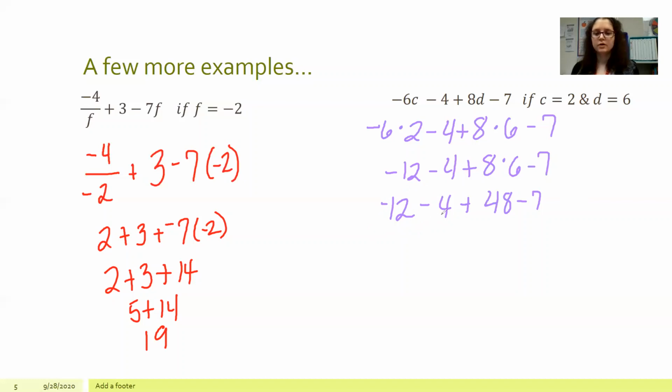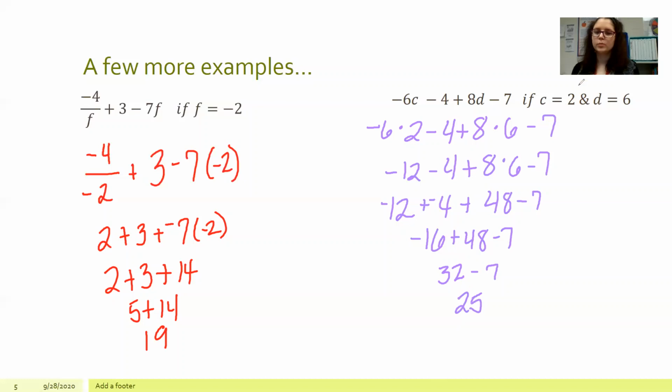So we have negative 12 minus 4. I'm going to use my integer rules and change this to a plus negative. So negative 12 plus negative 4 is negative 16, plus 48 minus 7. Negative 16 plus 48, different signs tell me to subtract. So that would give me 32. I have more positive, so it's a positive 32 minus 7. 32 minus 7 would give me 25.